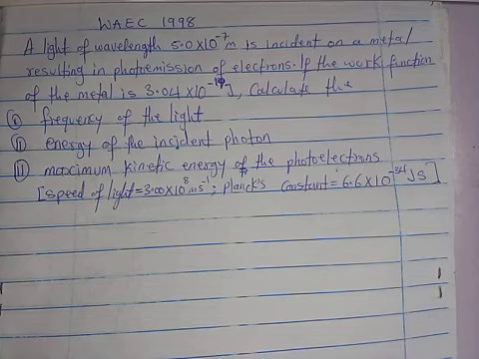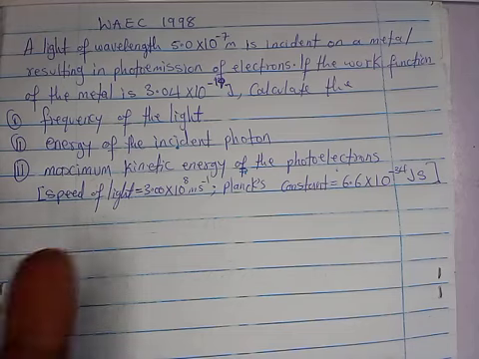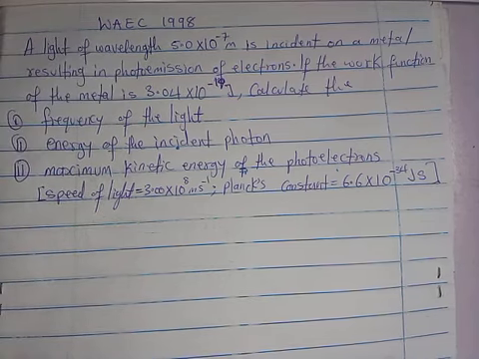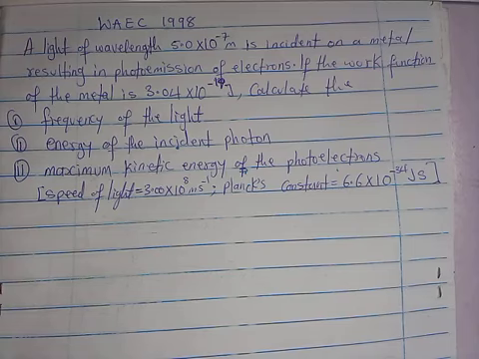photo emission of electrons. If the work function of the metal is 3.04 times 10 to the power minus 19 joule, calculate the frequency of light. The first question there is what? The frequency of light. And we are already given the speed of light. Since we are given the speed of light and the wavelength of light, I think we can go ahead and get the frequency of light.